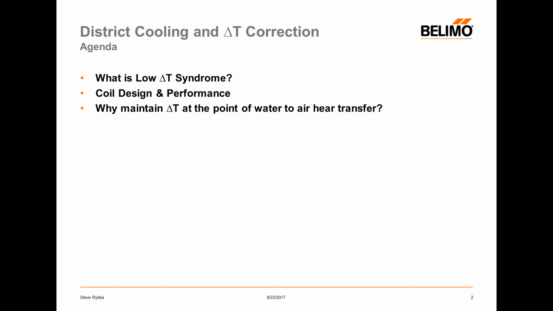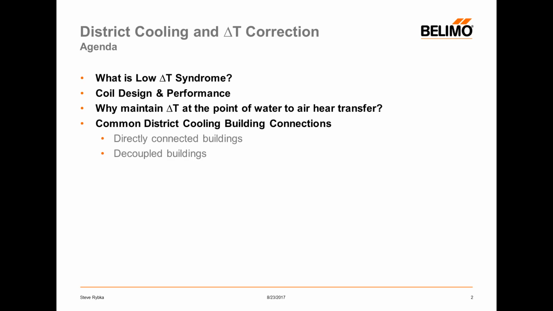So at our air handlers, at our fan coils, and any of the devices that provide heating and cooling within our buildings that use hot or chilled water from a central energy plant. I'll talk a little bit about the more common building connections for facilities that are located on district chilled water loops. We're going to talk about direct connected buildings as well as decoupled buildings.